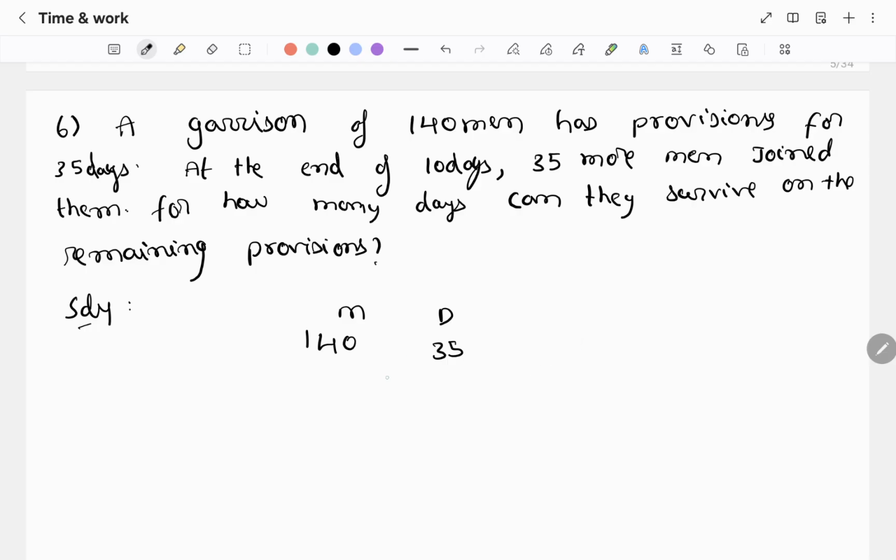So men were 140, days were 35. When 10 days were completed, at the end of 10 days, these 140 people were there. Later 35 people joined. Now the food is going to last for how many days? Now you understood, I think.